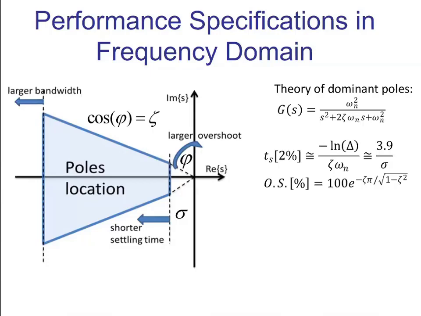Now, overshoot is defined by the angle phi here. Okay, so angle phi defines how much overshoot you will have. If the angle is zero, you don't have any overshoot. So if all poles are sitting on that axis, no overshoot at all. Poles on the real axis are not producing any overshoot.